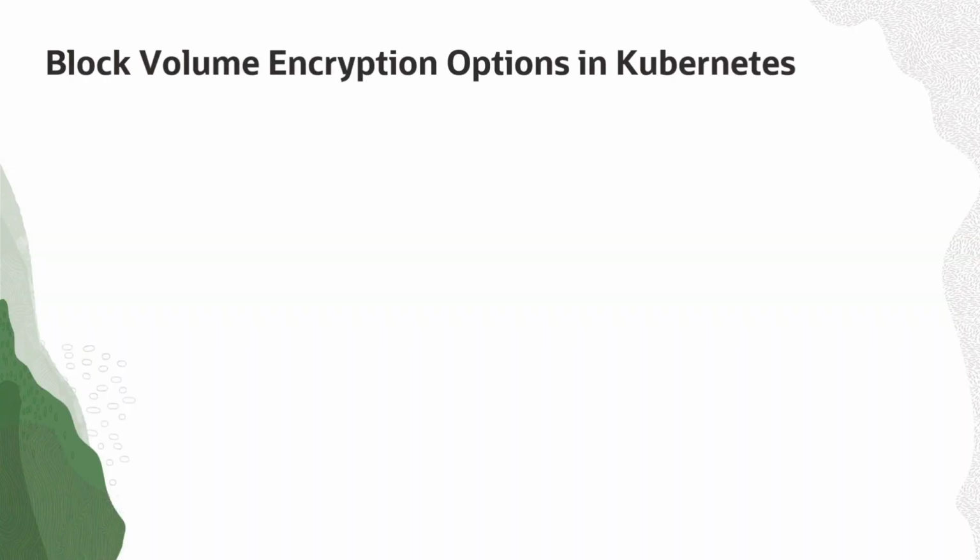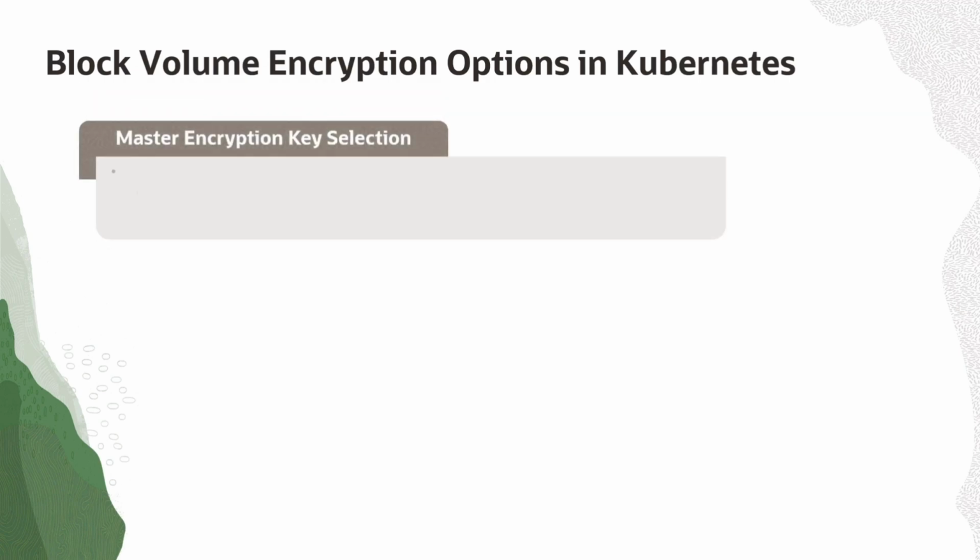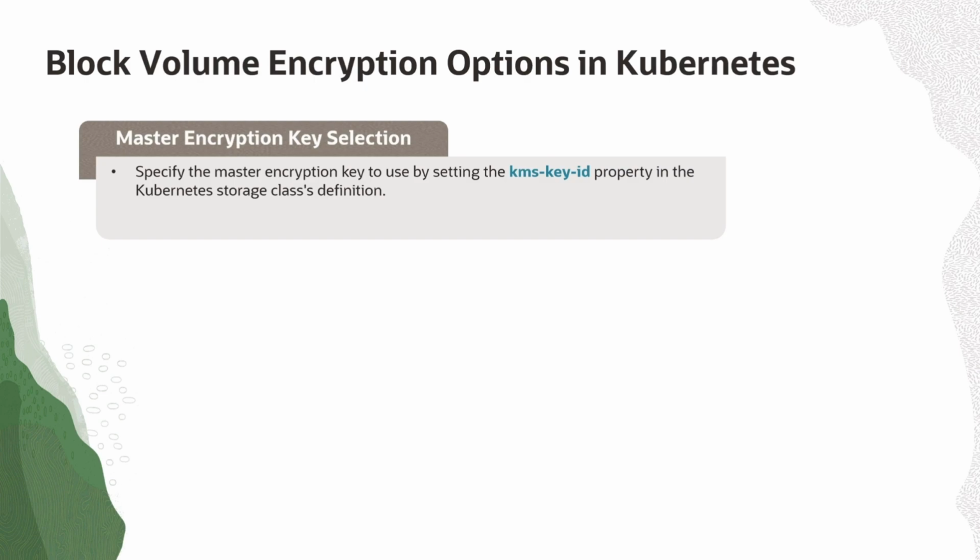When configuring Kubernetes persistent volume claims backed by the block volume service, you have several encryption options to choose from. First, you can specify the master encryption key to use, and this is done by setting the KMS-key-ID property in the Kubernetes storage classes definition. You'll want to provide the OCID of a master encryption key from the Vault service. This ensures that your data is protected with the encryption key of your choice.